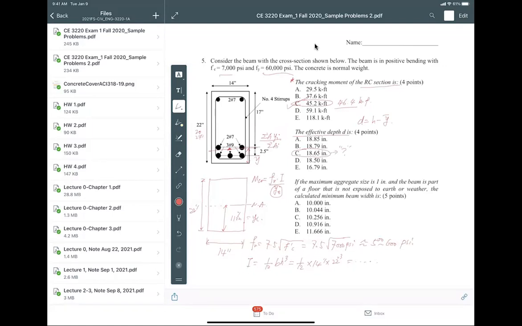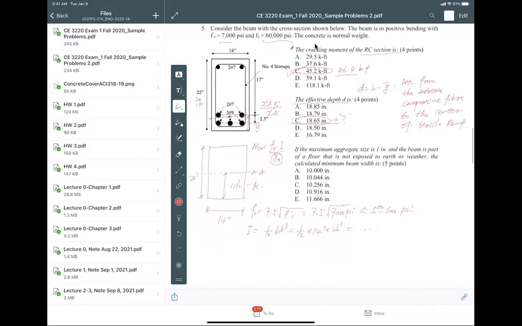When I say depth, depth is defined as the distance, let me write it down here, from the extreme compressive fiber in concrete to the center of the tensile reinforcement. So that is the definition. I may be wrong, I just did this fresh calculation this morning, so I could be wrong. Double check me, but the process should be the same.